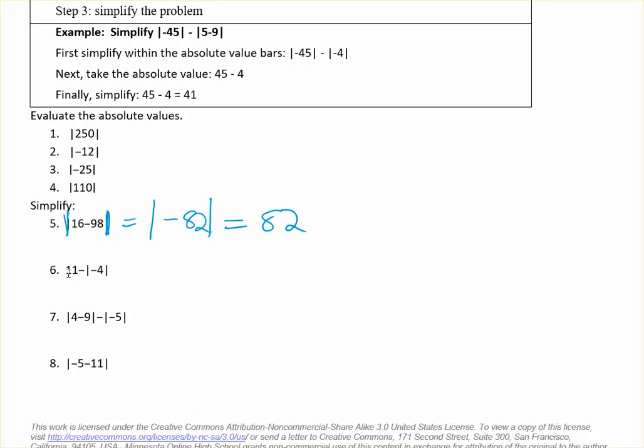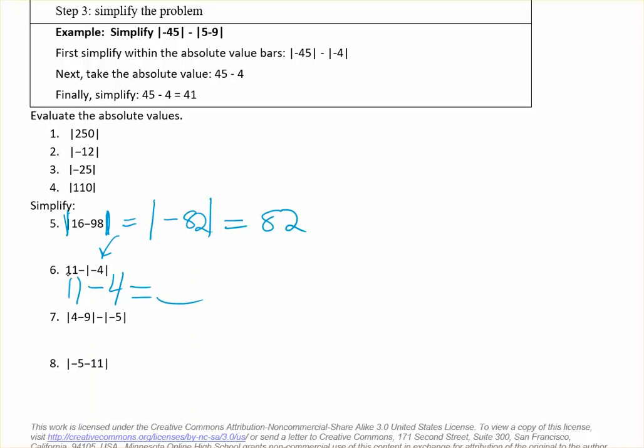Now in 11, this one is a little different because there is nothing to do inside of the absolute value bars. So you just go ahead and take the absolute value of negative 4, and then you simplify 11 minus 4 and get your answer.